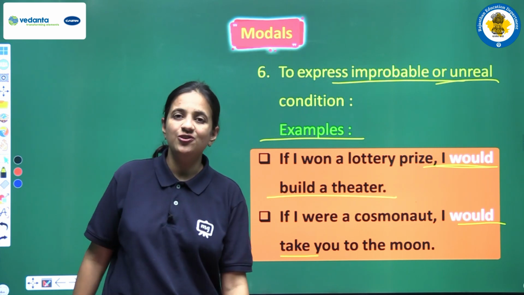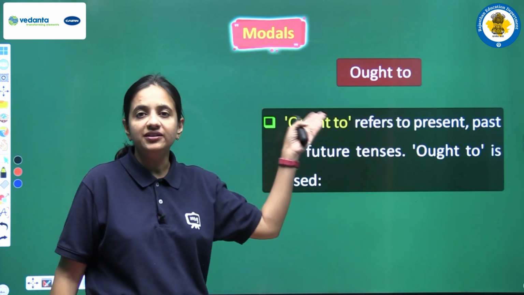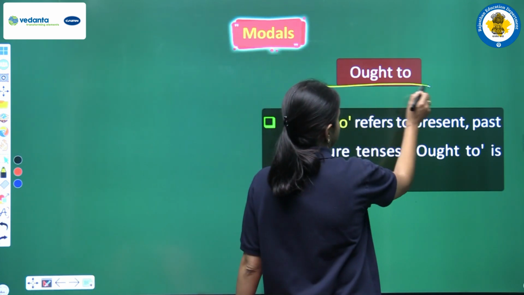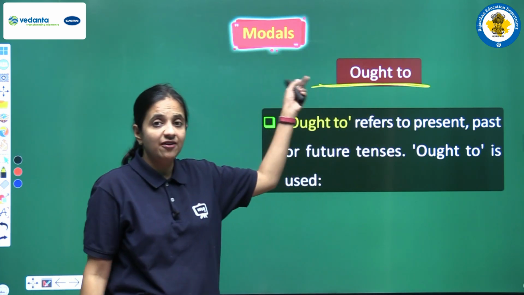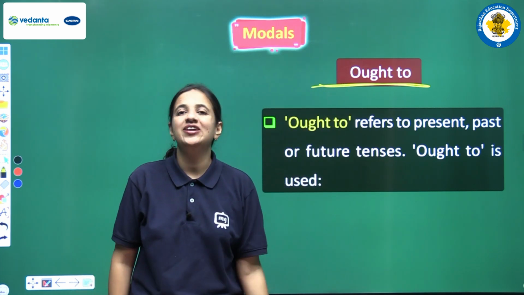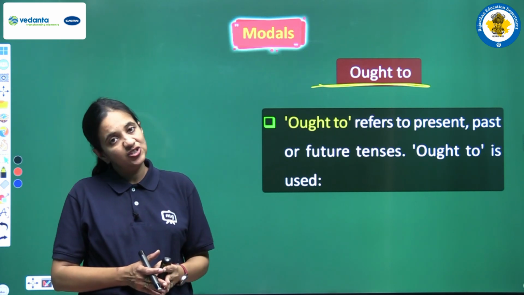Now next, moving on, we have another modal, a new modal, that is ought to. So this is another modal. The name of the modal is ought to. So here we have these two words, ought to. Now let's see the different uses of this modal ought to, where it is generally used.